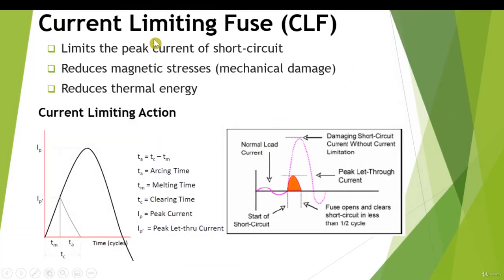So let's understand the application of current limiting fuse. It limits the peak current of the short circuit, and reduces the magnetic stresses and thermal energy. In this figure you can observe the electrical system operating under normal operating condition. Now at this point if a fault occurs, the system will see the peak value of fault current. At this fault location, if a fuse is available, it will limit the fault current to this value and clear the fault in less than half a cycle.